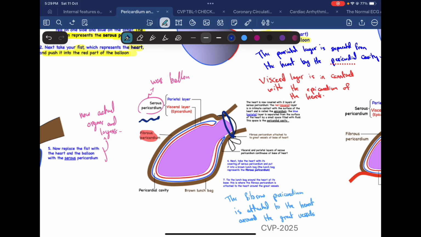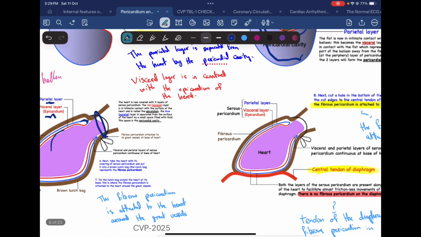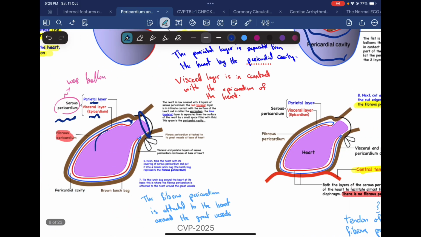The serous pericardium basically is the balloon that we talked about. The parietal away from the heart, this blue one, and the visceral, which is this red part. Alright? There is still the cavity over there.